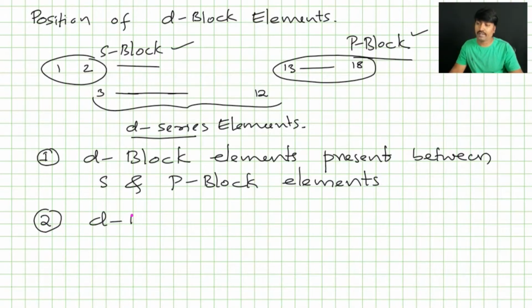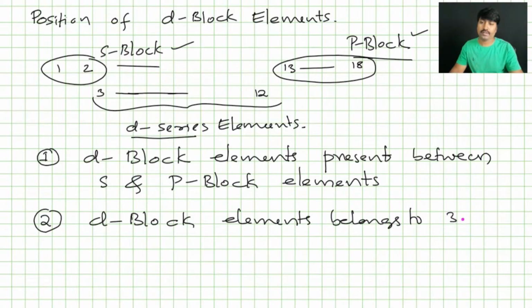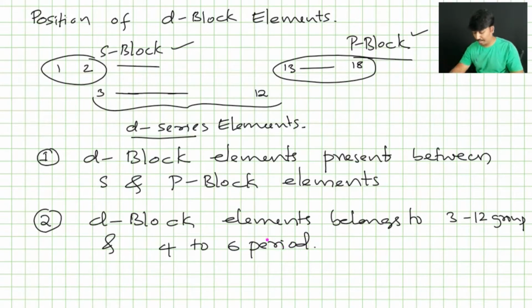D block elements belong to the 3rd to 12th group. So there are totally 10 groups. If you talk about the periods, this is our groups, and the periods are period number 4 to 6. We'll discuss that in the later case. Now these 4 to 6 periods are there.